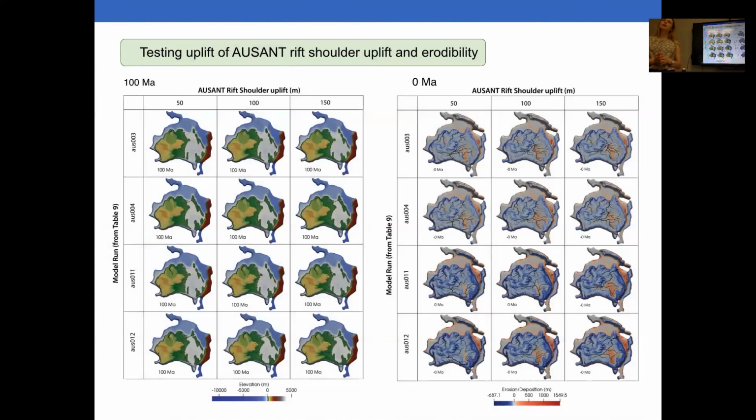I guess the good thing is that it's not just one output that you're working towards, not just present day topography, but you're also working towards other outputs. So there's going to be a lesser chance that a whole different combination will fit all of them. Yeah.